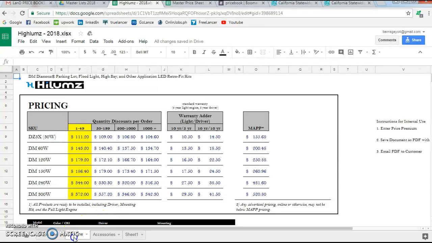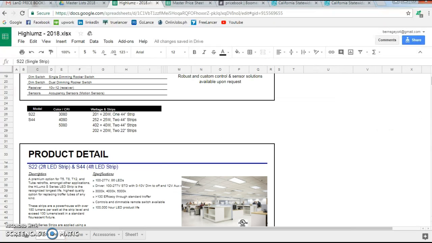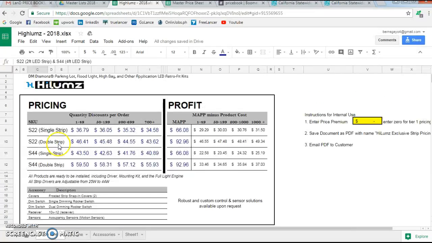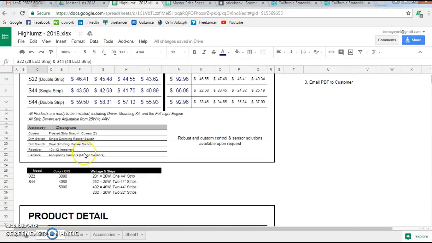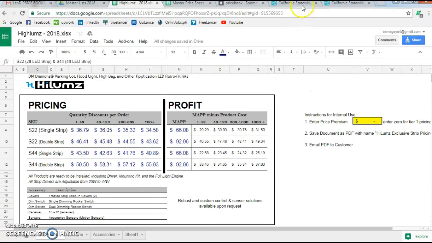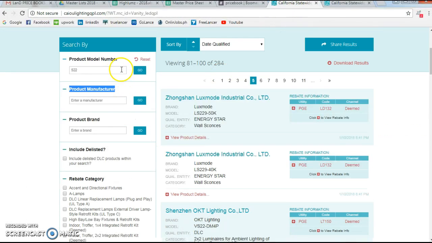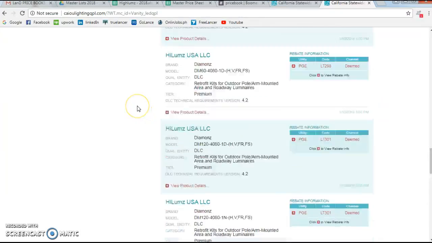About the other tabs of the Hilumz price sheet. The other tabs of the price spreadsheet is strip lines, okay, strip lines, and the product item is S22. And when I search all the product items of Hilumz in our QPL site, this is the result.